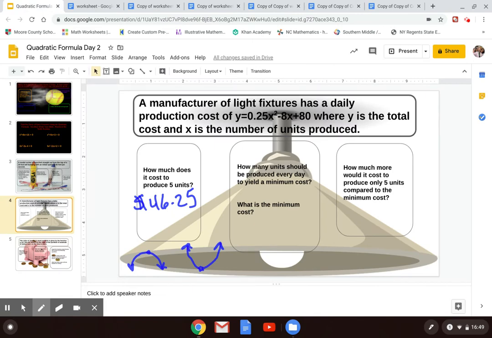So what that tells me is, where it says how many units should be produced every day to yield a minimum cost, x is the number of units produced. Okay, so if I'm looking at my number of units produced, then that's going to be x. So now the next thing says, what is the minimum cost? Well, again, since I'm looking for a minimum, I know my x value of this point right here. So now I need to find the y value. The way I find my y value is I take 16 and substitute that back into the function.